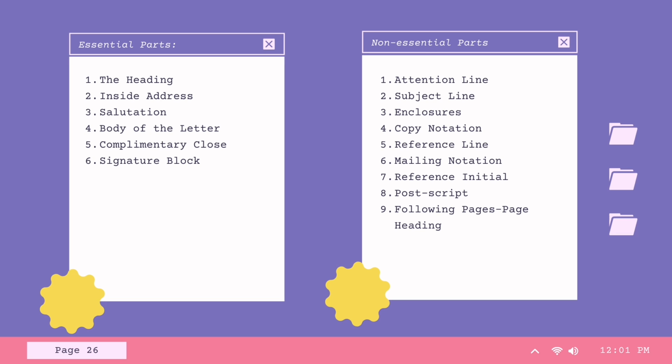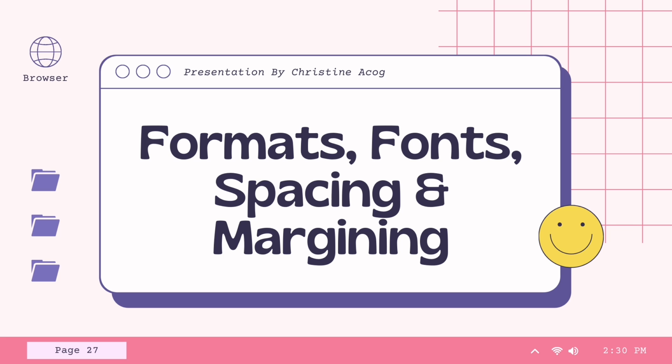Here is the summary of the parts of the business letter. There are six essential parts, namely the heading, the inside address, salutation, body, complimentary close, and lastly, the signature block. The non-essential or optional or special parts are the attention line, subject line, enclosures, copy notation, reference line, mailing notation, reference initial, postscript, and page heading of the following pages. Now let's move on to the formats, fonts, spacing, and margining.